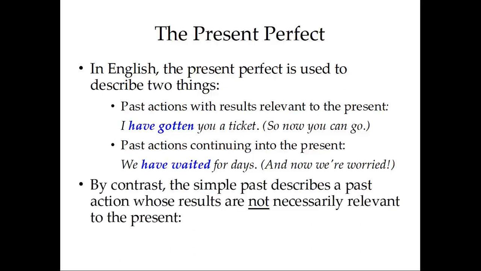By contrast, the simple past describes a past action whose results are not necessarily relevant to the present, or an action that's not continuing into the present. For instance, we waited for days. Maybe then we were rescued. This is an action that took place in the past, just as I have gotten you a ticket, but it is completed, and also it's not relevant to the present. We're not still worried that we're not going to get rescued because we waited and then we were rescued. This is the simple past and how it's different from the present perfect.